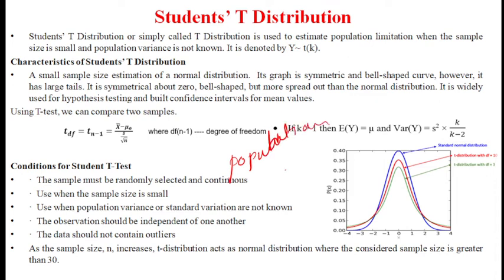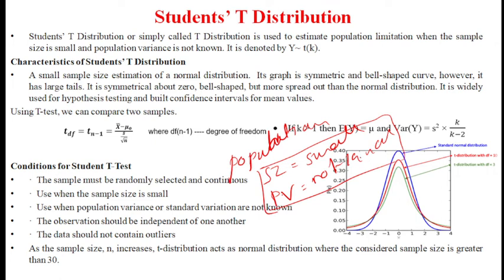Population, when the sample size is small and the population variance is not known. Population variance not known. These are the conditions. The sample size should be small and the population variance not known; by that time this student t-distribution will be applicable. The symbol to indicate this student t-distribution is T.